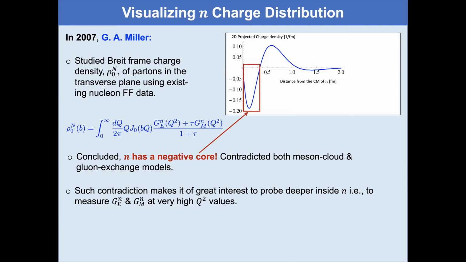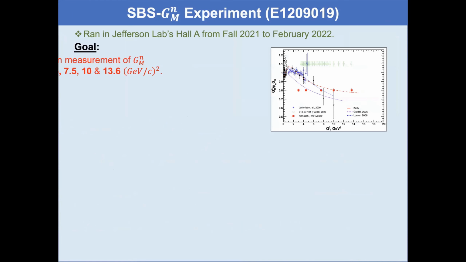Such a contradiction makes it of great interest to measure GE and GM at very high Q-squared values, but to date, data exists only up to Q-squared equals 4 GeV². Hence, the SBS GMn experiment has run recently in JLab's Hall A to measure the neutron's magnetic form factor GMn at 5 different Q-squared values up to 13.6 GeV² with very high precision.